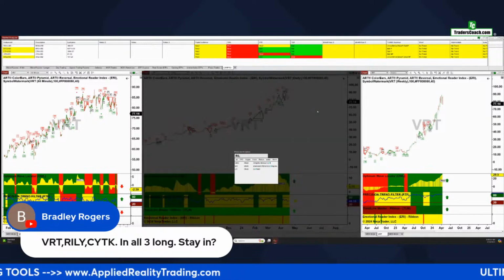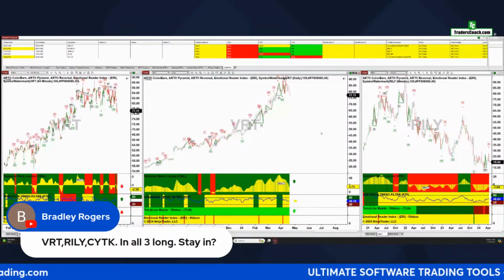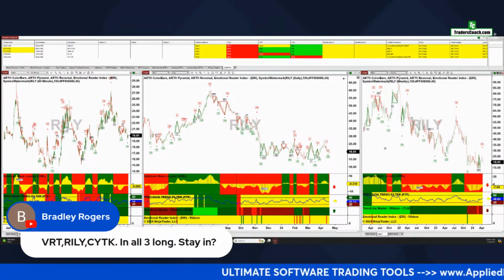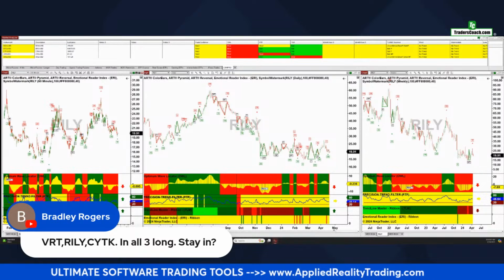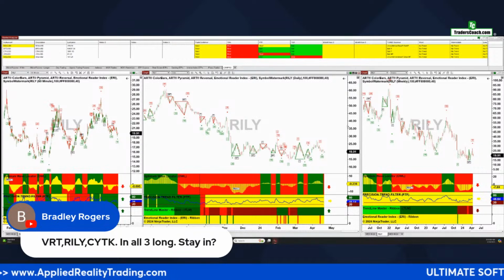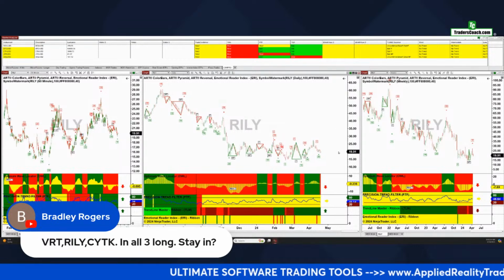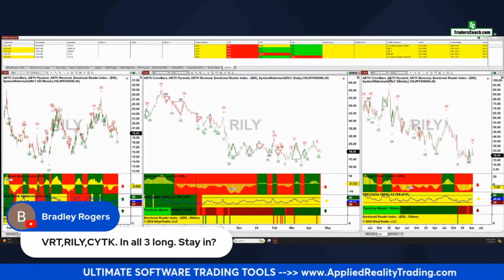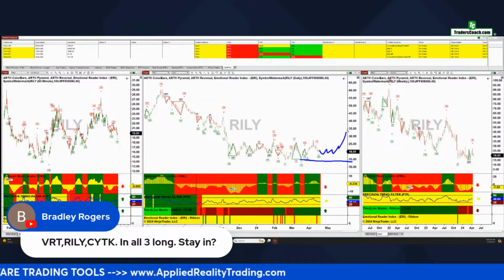Let's take a look at Riley. RILY. Let's see what's cooking on that bad boy. Okay, this one is at the infancy of a move, possible move up. Again, here's these channels that get tricky, right? So you are in these. There's no reason to get out. All right, you have a green PTF on the 60. All right, you need to have your stop though low enough, like right around here, to avoid any volatility.